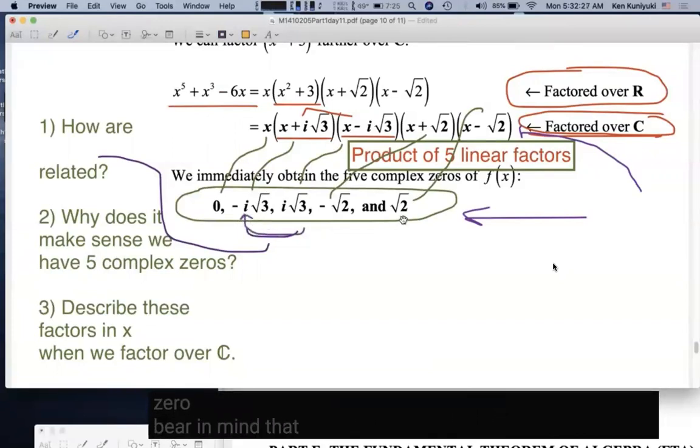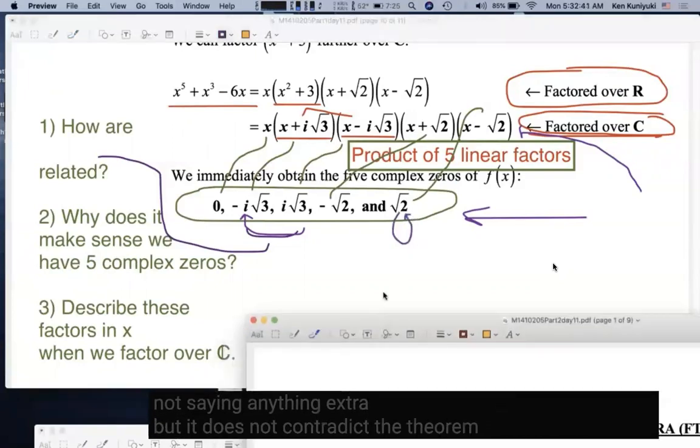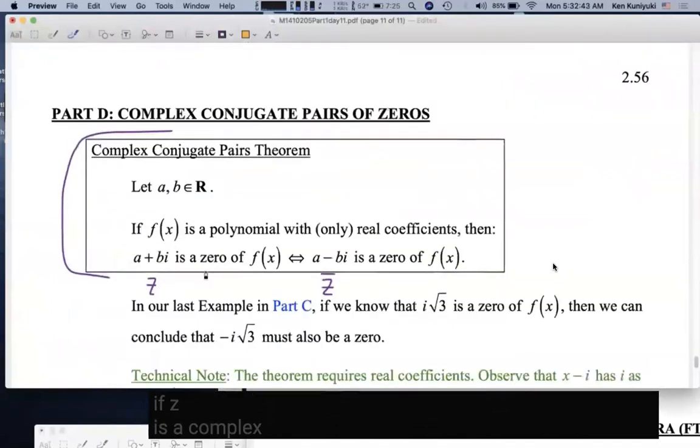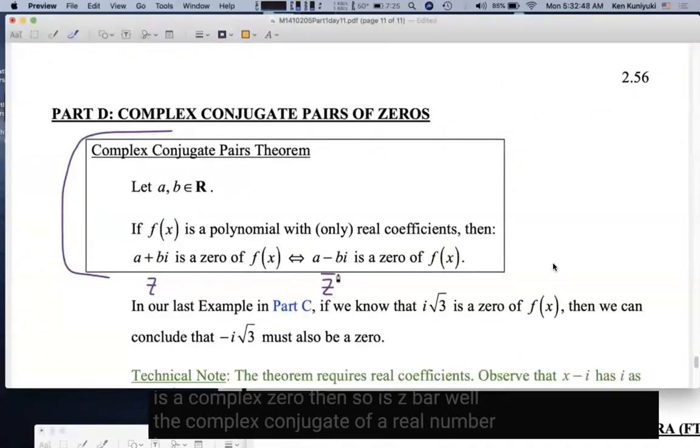Bear in mind that the complex conjugate of a real number is itself. So if root 2 is a complex zero, then root 2 is a complex zero. We're not saying anything extra, but it does not contradict the theorem. If z is a complex zero, then so is z bar. Well, the complex conjugate of a real number is itself anyway.